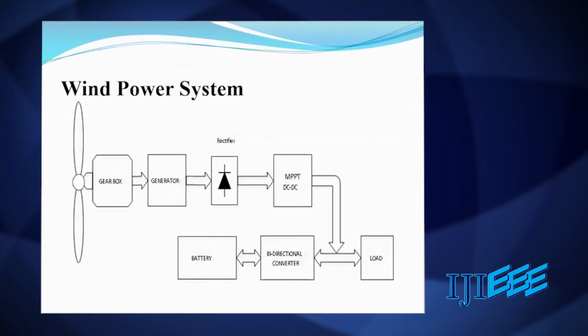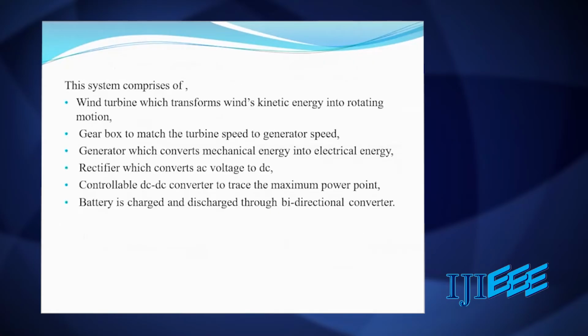The next is the wind power system. This is the basic block diagram, and it comprises a wind turbine, which transforms wind kinetic energy into rotating motion, a gearbox to match the turbine speed to the generator speed, and the generator, which converts mechanical energy into electrical energy. Then a basic rectifier converts AC voltage to DC voltage.